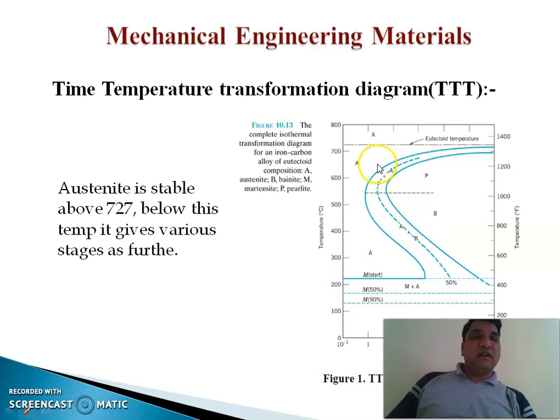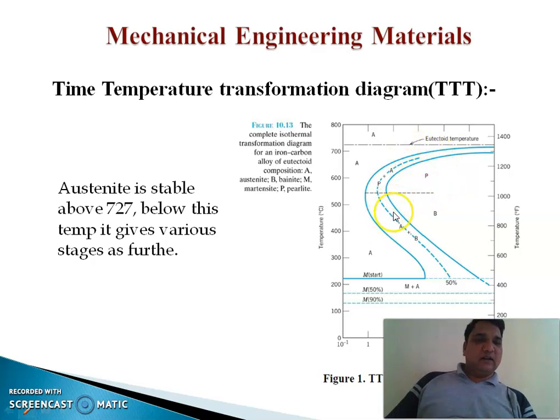In the pearlite region, the first line indicates that pearlite is going to start. At the middle line, 50% pearlite and 50% austenite is present, and the last line is the pearlite finish, the stage at which pearlite is completely formed. Pearlite is a very soft, ductile phase in which soft material is obtained.